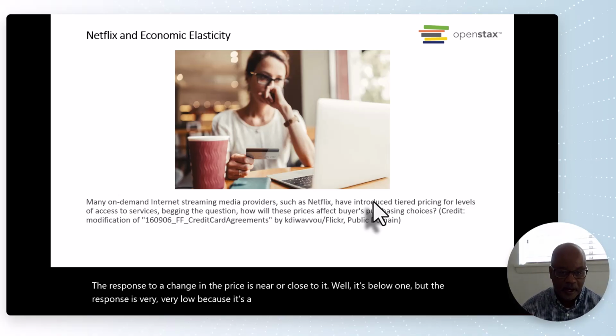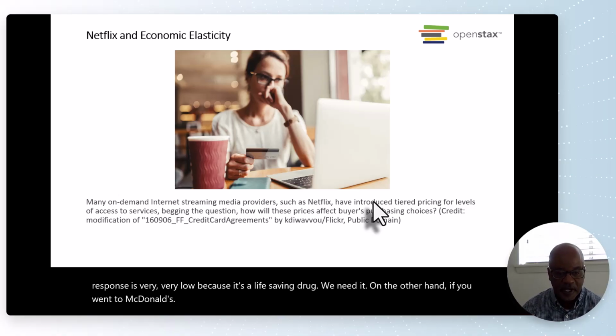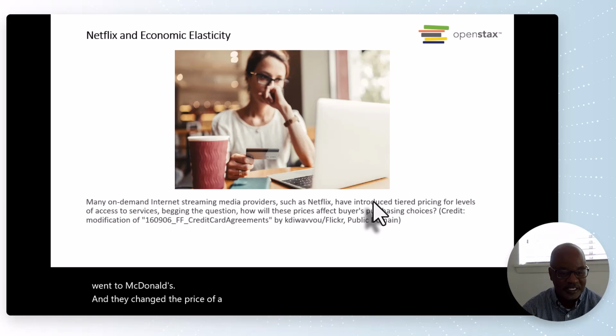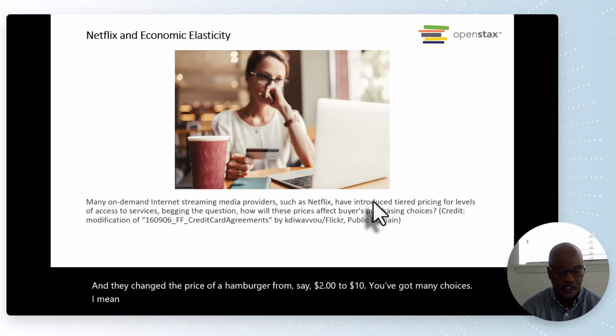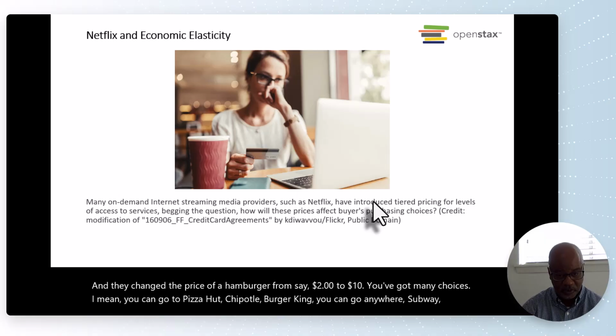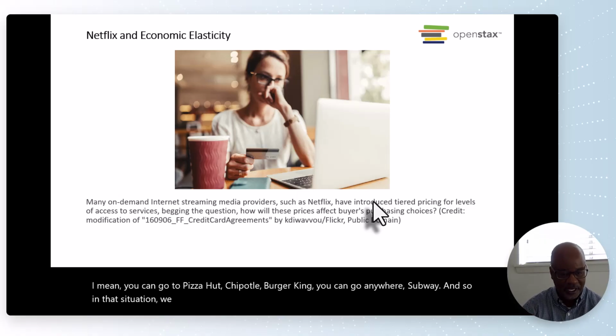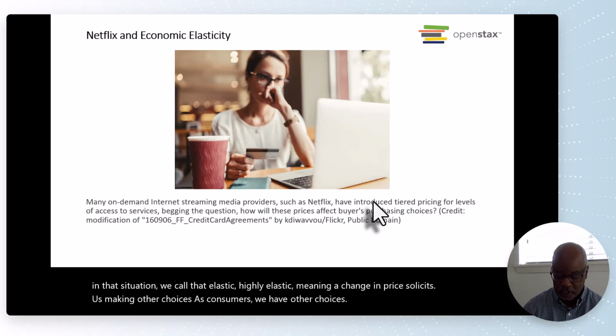You need it. On the other hand, if you went to McDonald's and they changed the price of a hamburger from, say, $2 to $10, you've got many choices. Pizza Hut, Chipotle, Burger King, Subway, you can go anywhere. And so in that situation, we call that elastic, highly elastic, meaning a change in price solicits us making other choices as consumers. Let's get started.